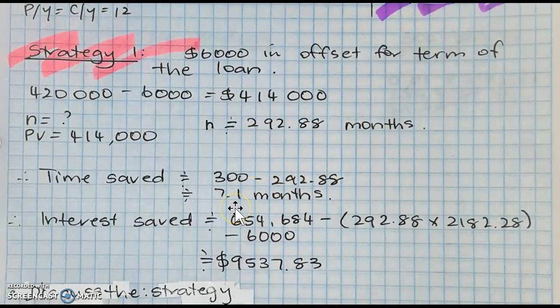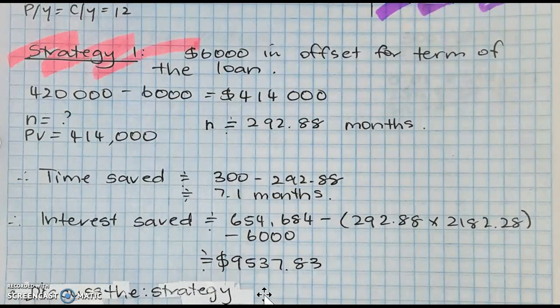So the time saved is 7.1 months, and then the interest saved is the payments on my original loan, take away the payments on this new strategy. Also take off that $6,000 I put in there. So I've saved $9,537.83. From here, you would talk about this strategy, its pros, its cons, etc.